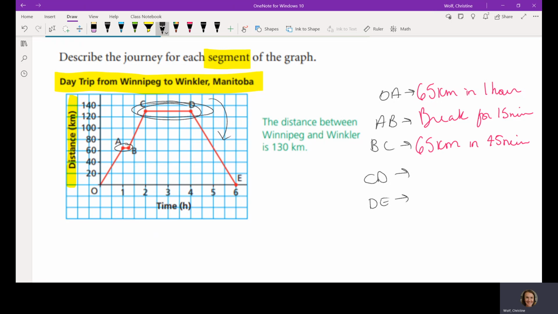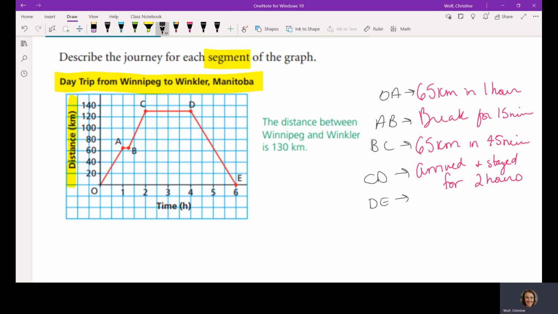Okay, so they got to Winkler, and in terms of time, they got there at the 2-hour mark and they left at the 4-hour mark. So that is a span of 2 hours. So they got to Winkler and they stayed there for 2 hours. So here you say arrived and stayed for 2 hours. Okay. All right. And finally, this last one here, clearly they're driving home.